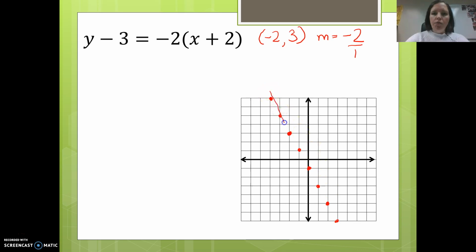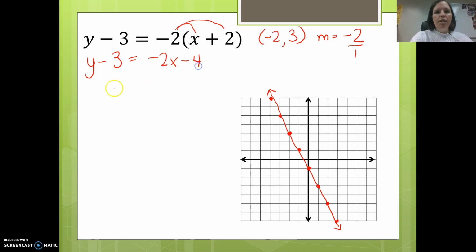The form we're going to talk about today can also be used to write equations of lines, and actually may be the form that many of you are more familiar with. So I'm going to take this equation and solve it out for y, and this goes along with your notes, by distributing and then getting y alone. So I get y equals -2x minus 1.